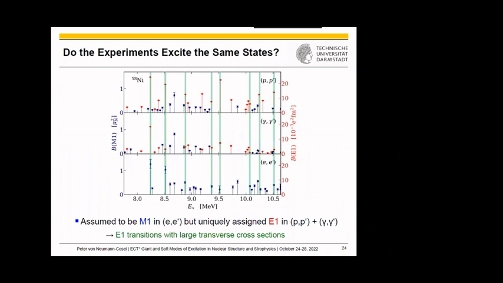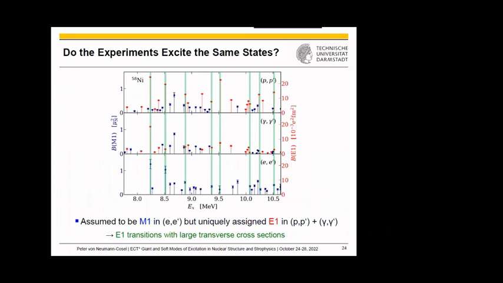But we also see some cases where, according to the energy, we really do see the same states. Using the combined information from p p prime and gamma gamma prime, they're clearly E1. But in this analysis, they were said to be M1, but as I said, the argument at the time was an increase with angle, so increasing large transverse cross section means it's M1.